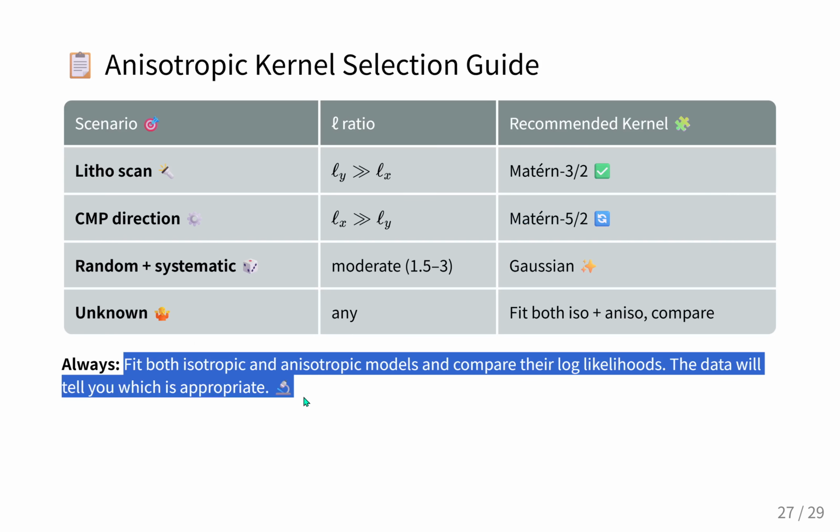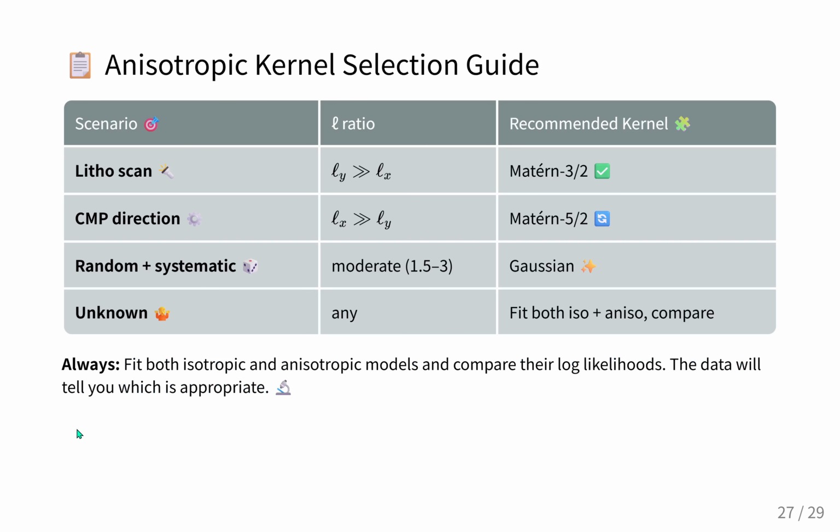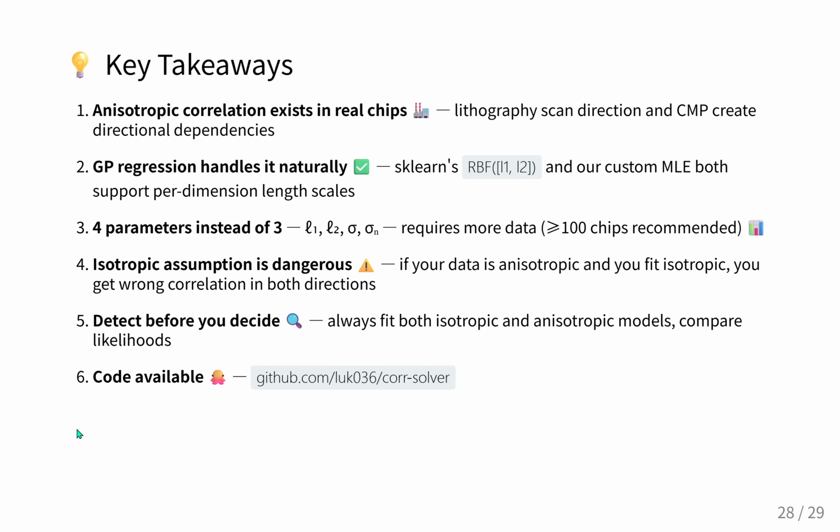Let's unpack log likelihood for a second. The log likelihood is effectively a scoring system, right? Think of it like a courtroom where the physical data is the judge. You present the isotropic model, which says the chip is a perfect square. And you present the anisotropic model, which says the chip is a rectangle. Right. The log likelihood is the mathematical score of how probable it is that the physical data was generated by that specific model. By comparing the scores, you let the math reveal if your chip truly has a grain rather than making an assumption. It is a masterclass in letting evidence lead design.